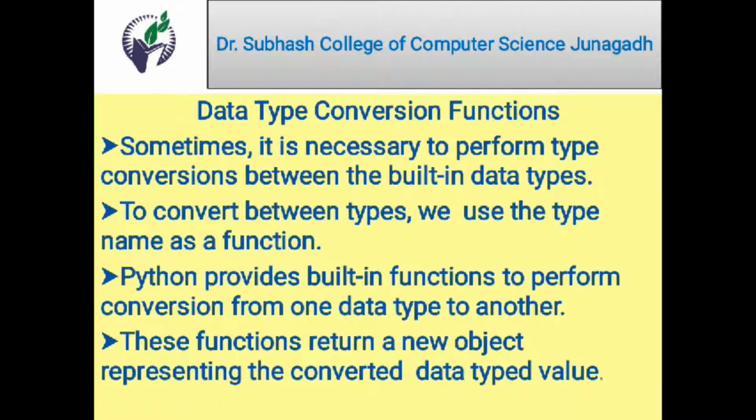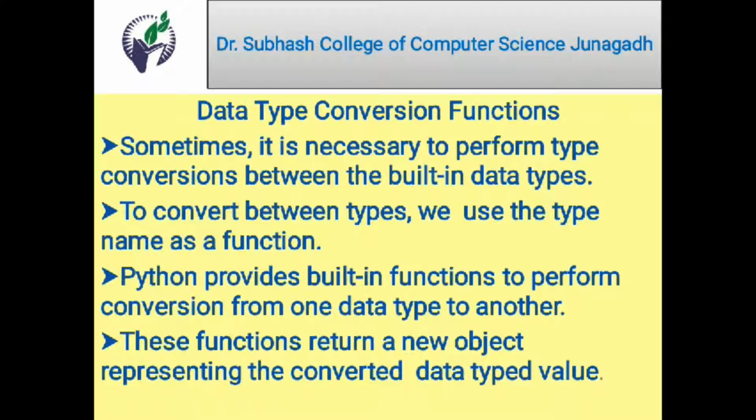For example, as we have seen, 12 that is in string. After converting, this function will return the converted data type value, that is 12, as a new object of type integer with value 12, and that we can use, manipulate, or store in our variable.